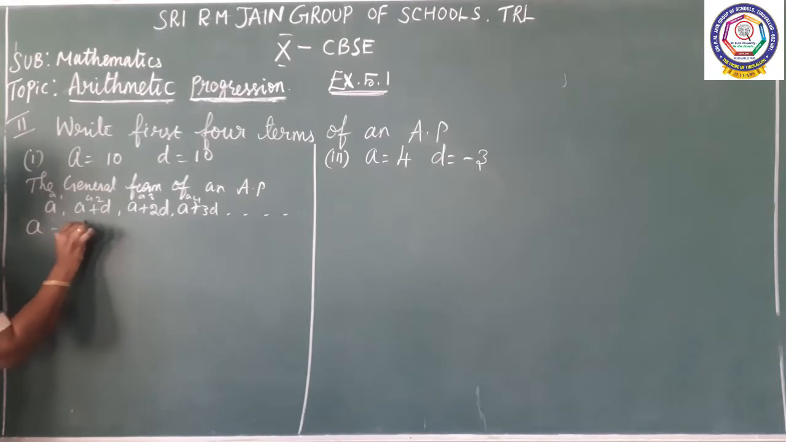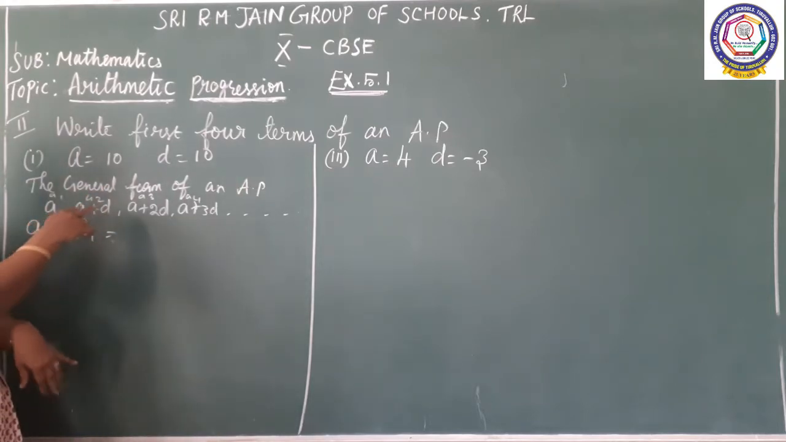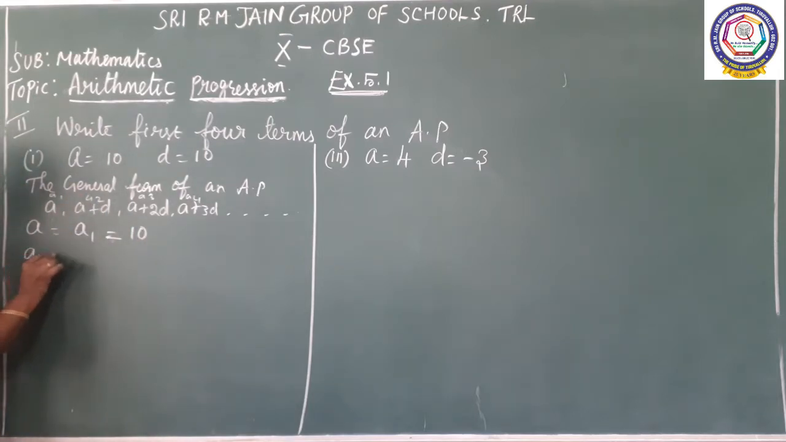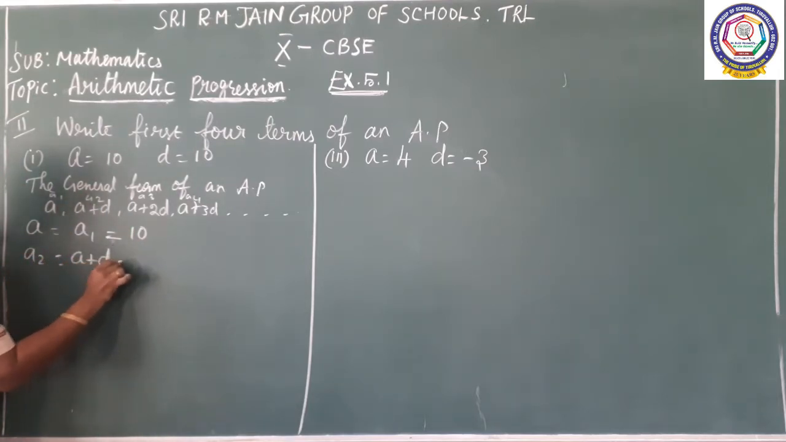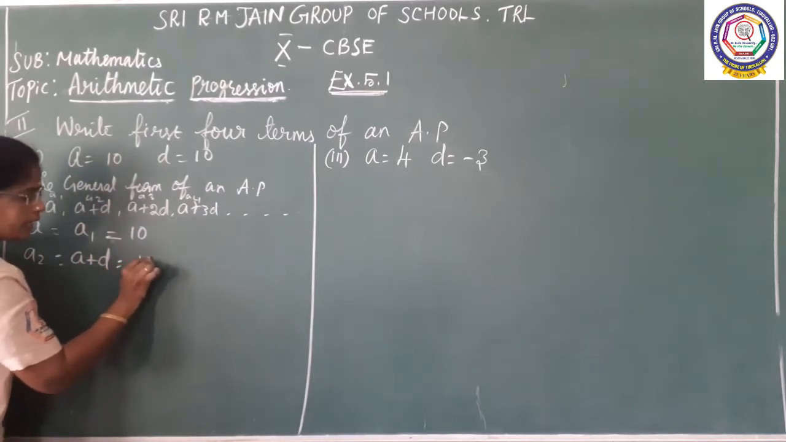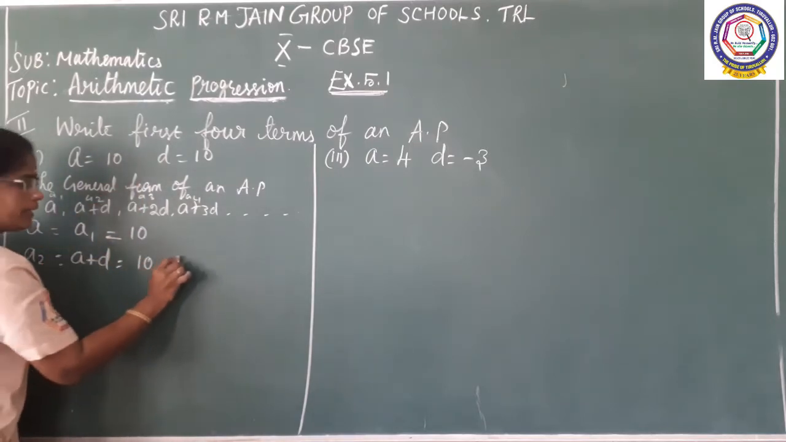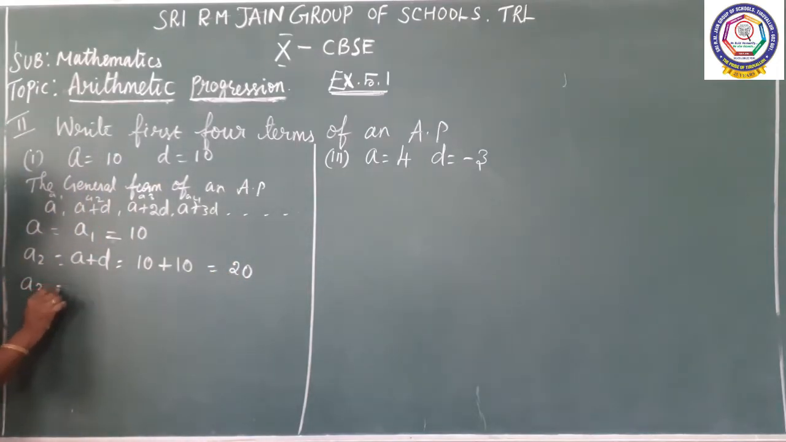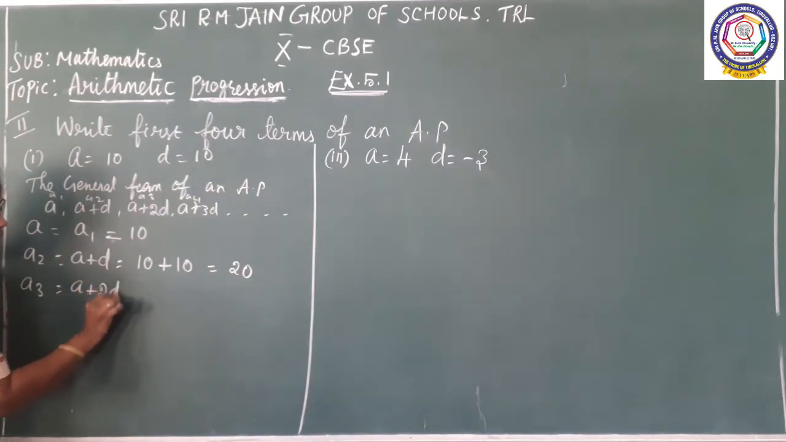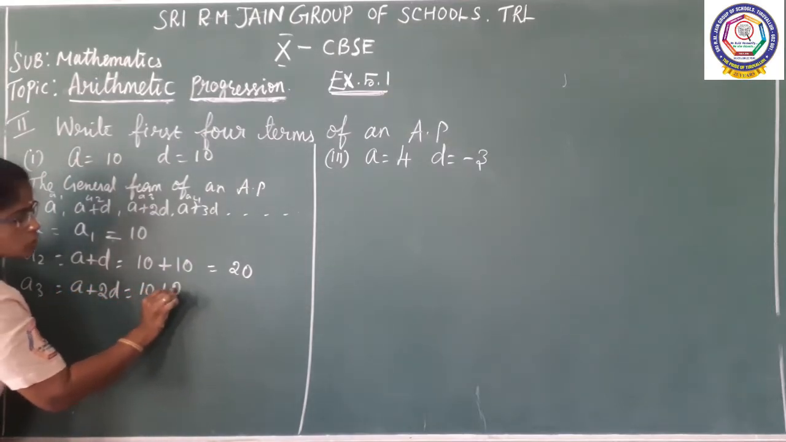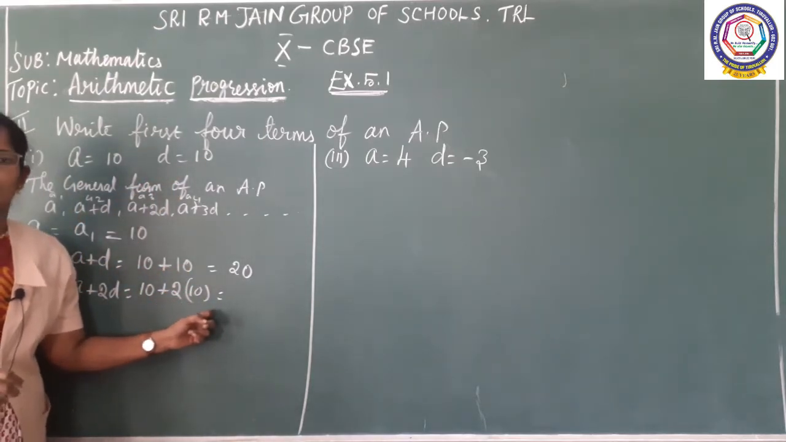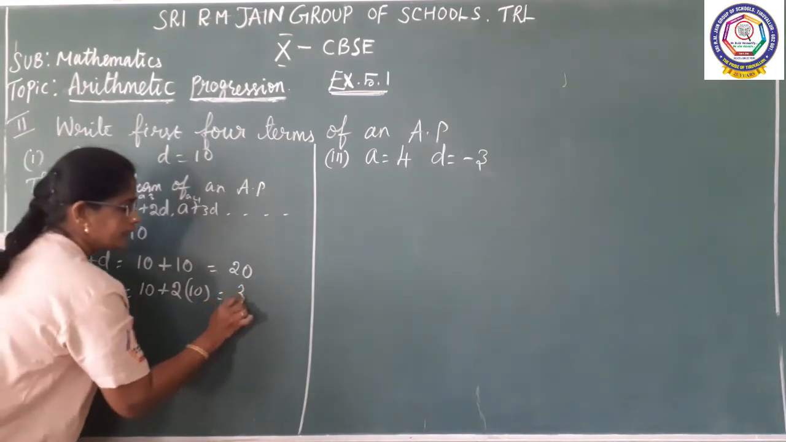a1 is the first term, which is 10. Next one, a2. What is a2? a plus d. What is a? Given, 10, plus what is d? Given, 10. 10 plus 10, 20. Next one, a3. a3 can be written as a plus 2d. a is 10 plus 2 into d, which is also given 10. 2 10s are 20. 20 plus 10, 30.